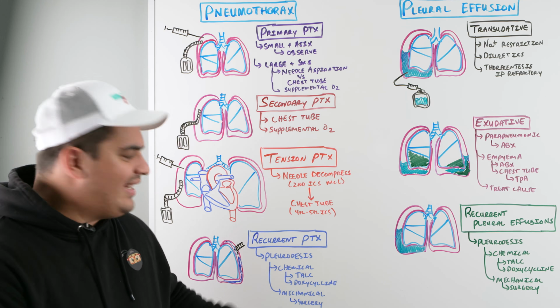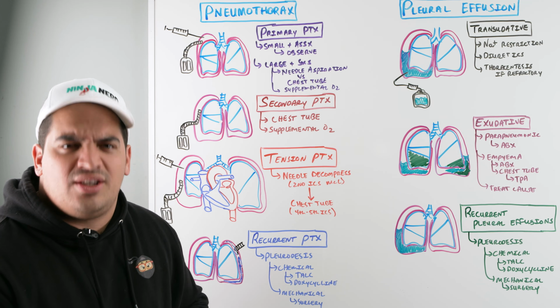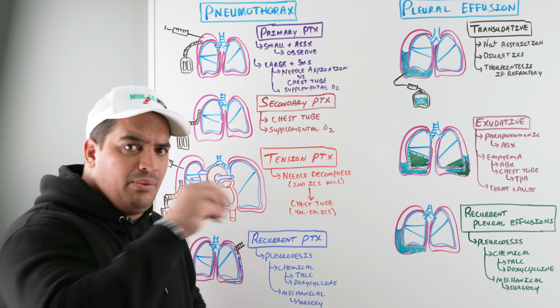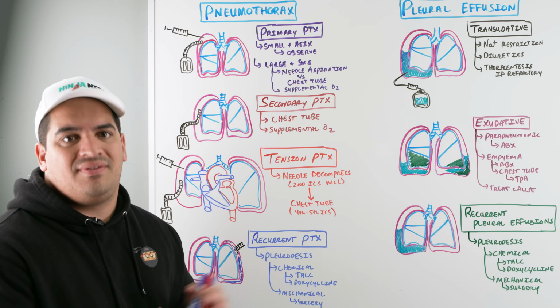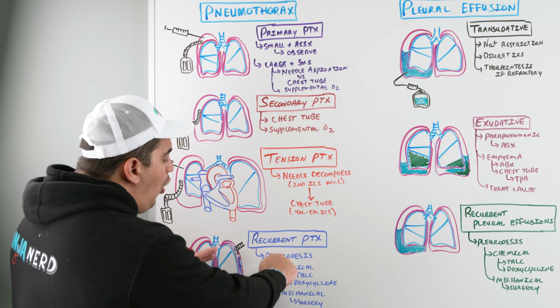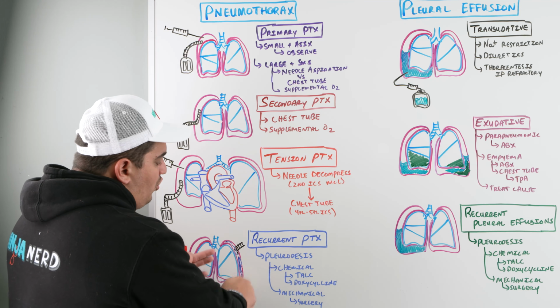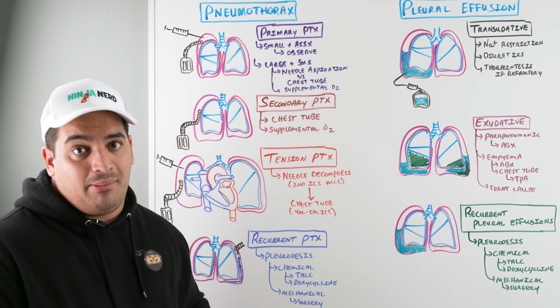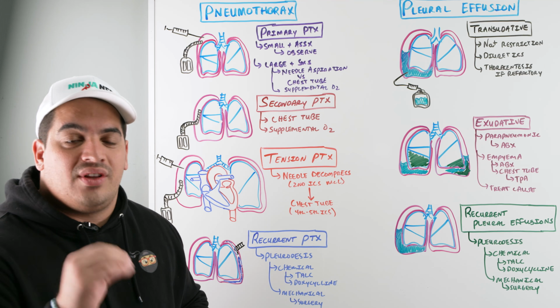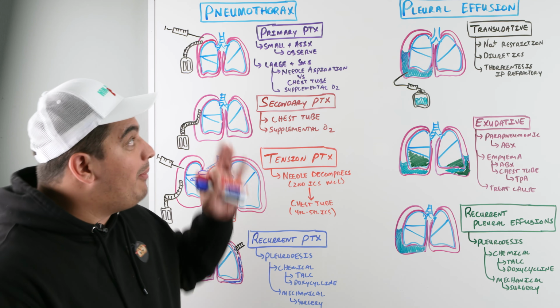And so you can use things like talc, doxycycline, silver nitrate. Those might be some of the options that you could put in there to create a fibrotic reaction. If that doesn't work, you can actually go in there, open it up, and scrape the visceral and parietal pleura and create a fibrotic reaction that way. All right, so that's how we would treat the pneumothorax. Let's talk about pleural effusions now.